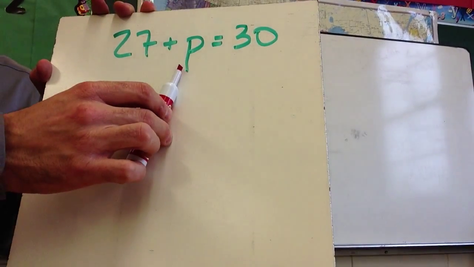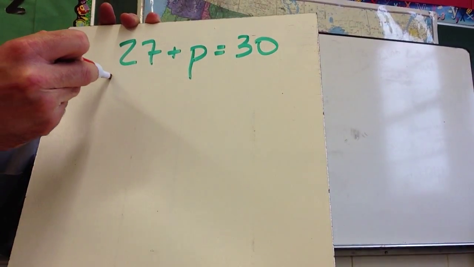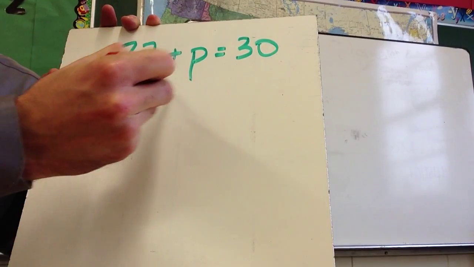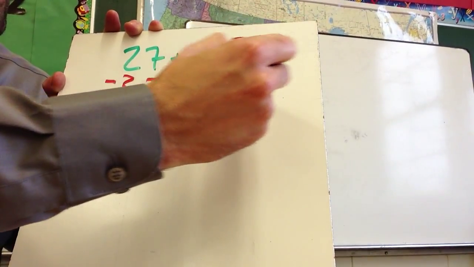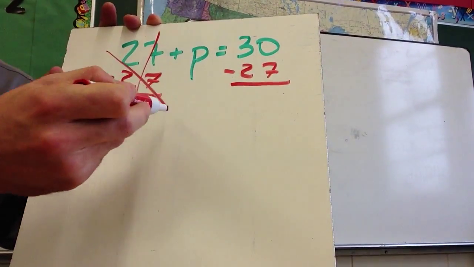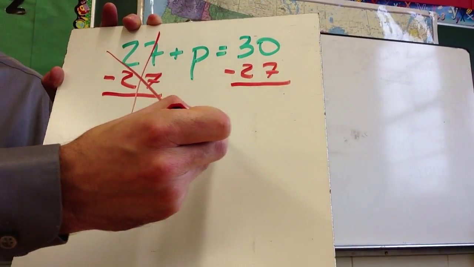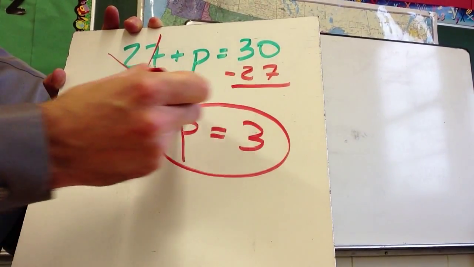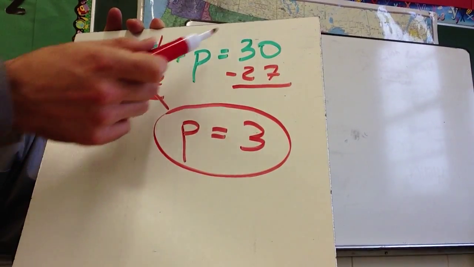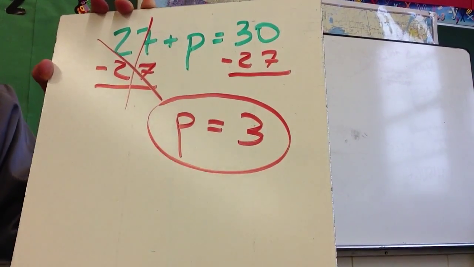27 is positive. I want to isolate the p, so I'm going to take the opposite of 27 and subtract 27 from both sides. This cancels out. I'm left with p equals 3. Again, check my answer. 27 plus 3 equals 30.